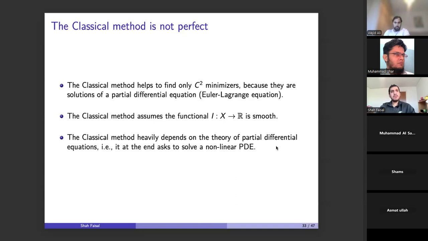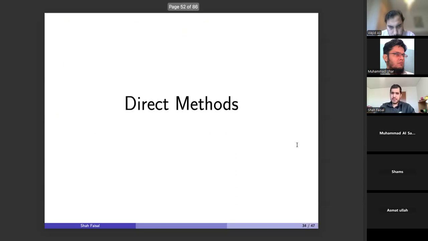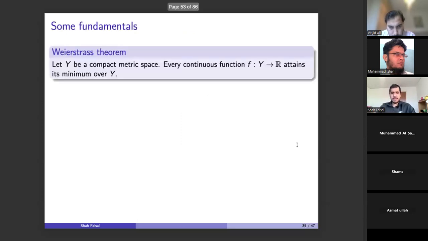And so you would like another method in which you don't assume the functional is smooth, maybe something even not continuous, for example. And you want to find a minimizer for those kinds of functions. So this is the kind of method you're looking for. These kinds of methods are called direct methods. Let's motivate it from a theorem that we have studied in a general topology course in your bachelor. It's the Weierstrass theorem.